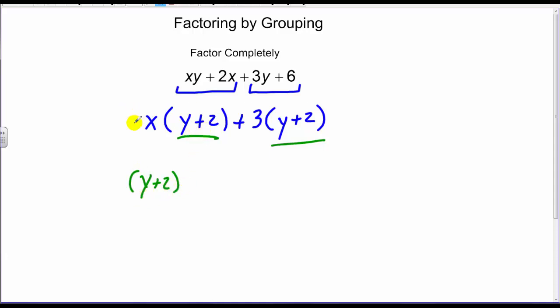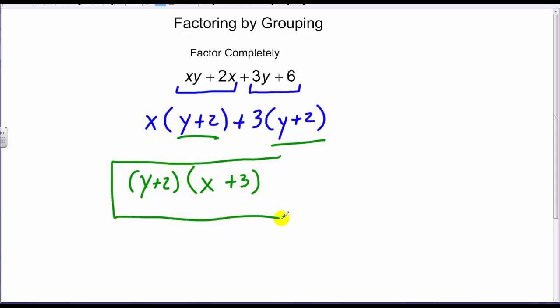and say y plus 2 times what is x times y plus 2? That's just x. And y plus 2 times what is 3 times y plus 2? That's just 3. So this term is my completely factored version of my original. Factoring by grouping is basically two GCF factorings.